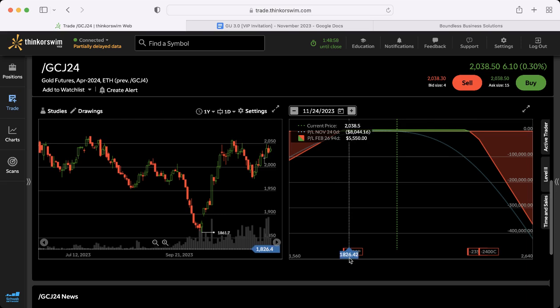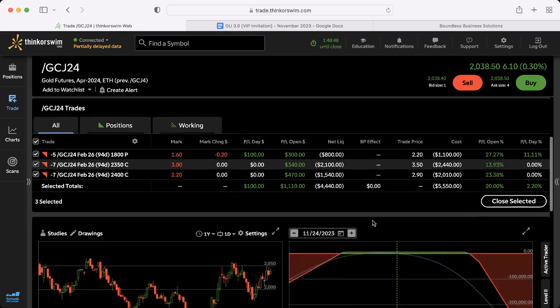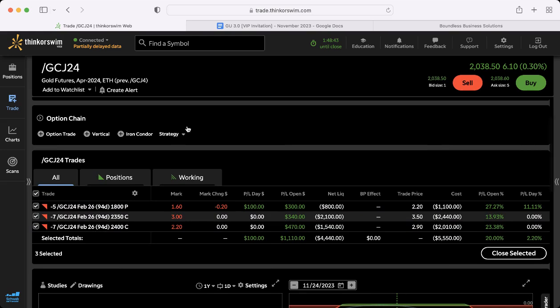Here's my 1850 put. And over here are my calls, 2350 and 2400. Okay, so we're doing fine. We're doing good on those. We still got a ways, 94 days out, but those are looking pretty good.